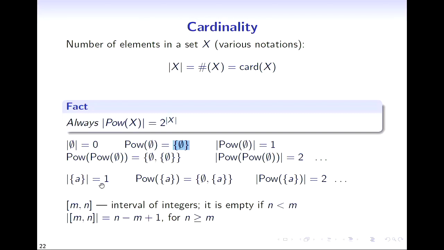Now, for a single set, we always have that it contains 1 element, and the power set of this singleton set will contain 2 elements, the empty set and the set itself, and so on.